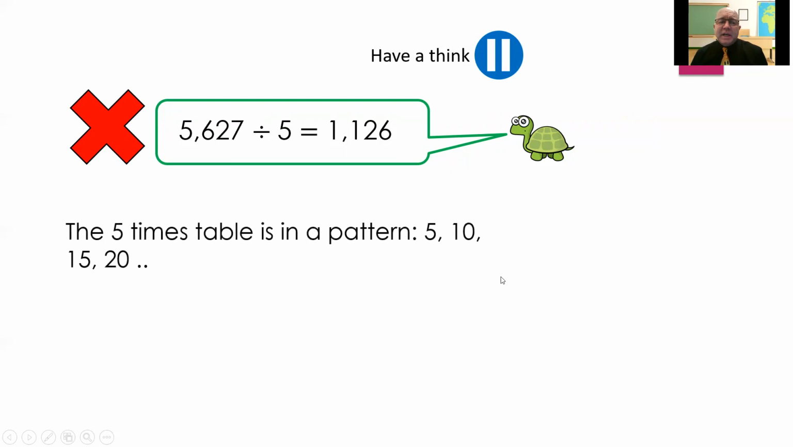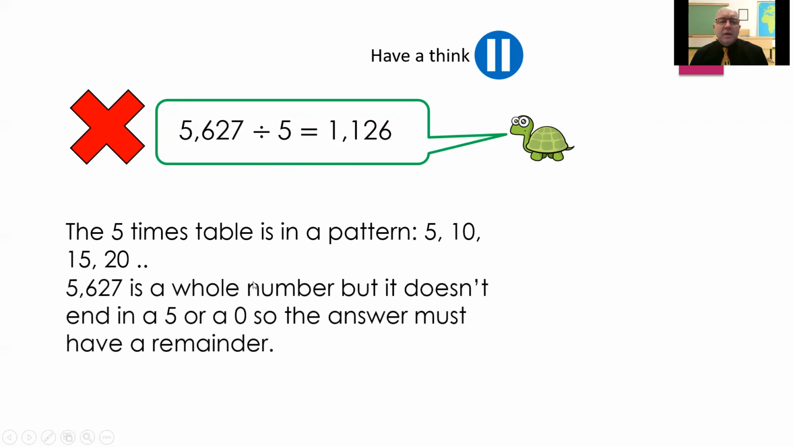Well, it comes back to our times tables, guys. We know that the 5 times table, 5, 10, 15, 20, 25, 30, all the answers end in 0 or 5. And this is a whole number, and it doesn't end in 0 or 5. Okay? And because it doesn't end in a 0 or 5, we know that 5 will not go into it exactly.